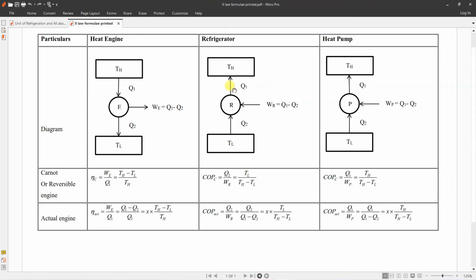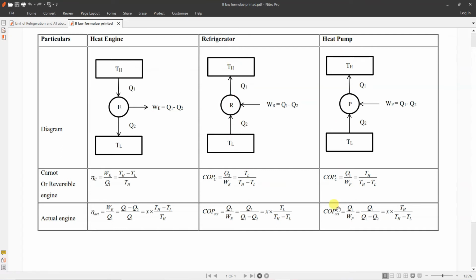Now you should remember that we can change the notation. Just in case of refrigerator, the upper reservoir is the higher temperature reservoir, the lower reservoir is the low temperature reservoir, and you can name this as either Q1 or QH, and the lower one as Q2 or QL. Now, in order to get the Carnot COP, you have to just replace Q by T. Okay, so you can see the formula over here. Carnot COP for refrigerator, it is T low upon T high minus T low.